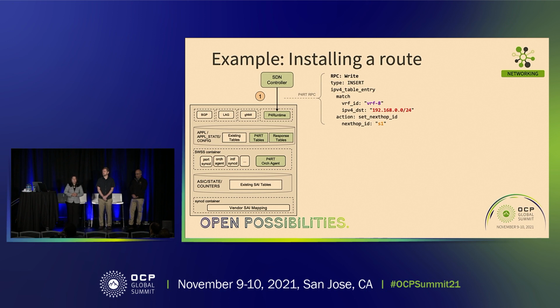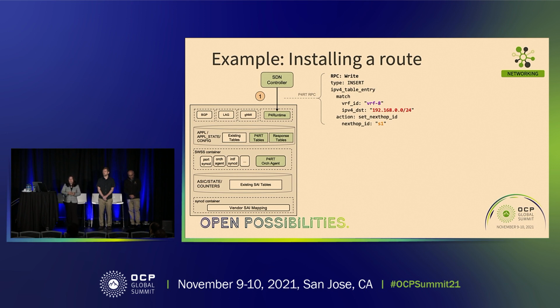The P4 information passed from the SDN controller in the form of gRPC write is intercepted by the P4RT container that's newly been added. In this example, we are installing a route to a next hop. The match keys are the VRF ID and the IPv4 destination address, and the action parameter is next hop S1.